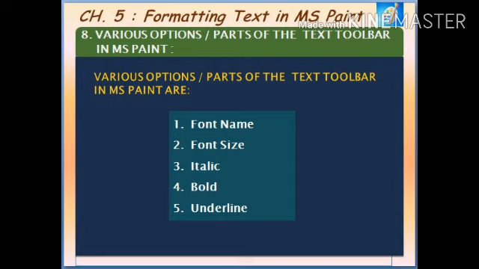Various options or parts of the text toolbar in MS Paint. There are various options or parts of the text toolbar in MS Paint. Number 1. Font name. Number 2. Font size. Number 3. Italic. Number 4. Bold. Number 5. Underline.